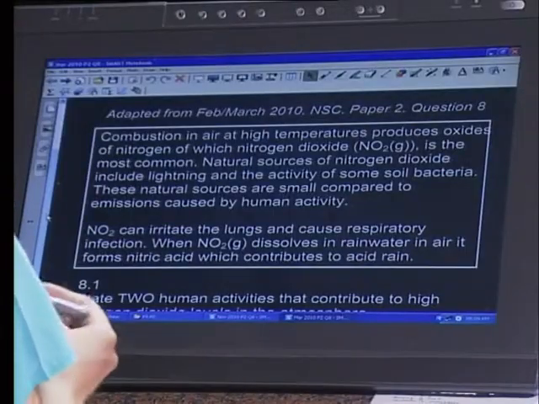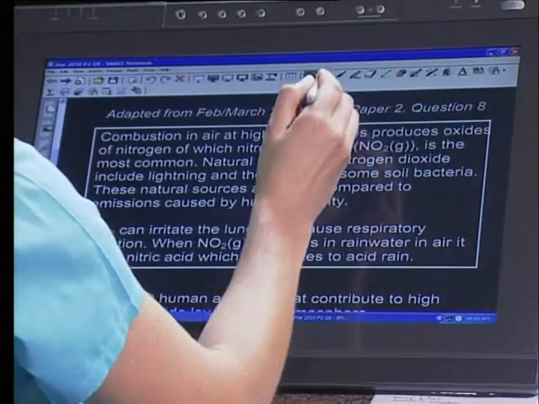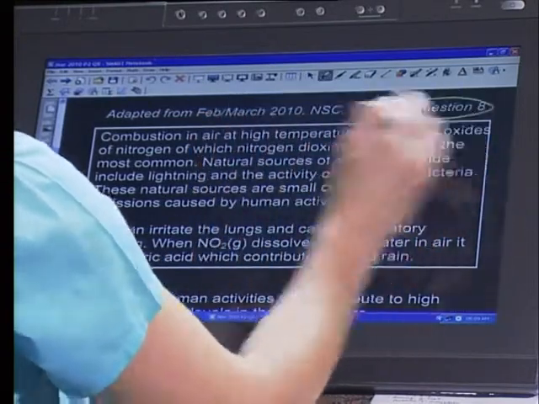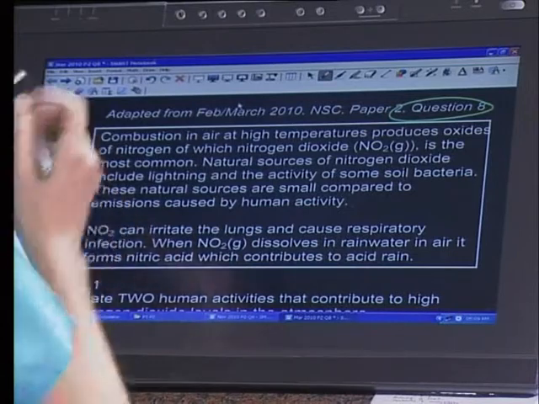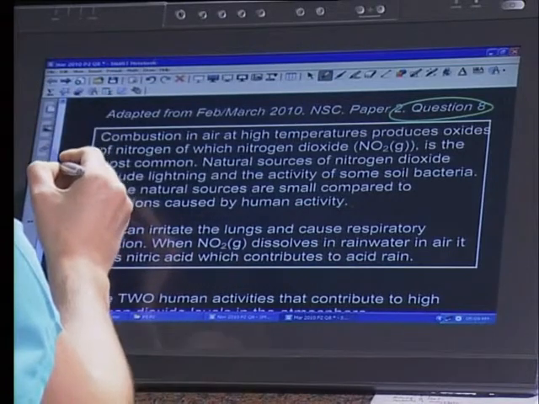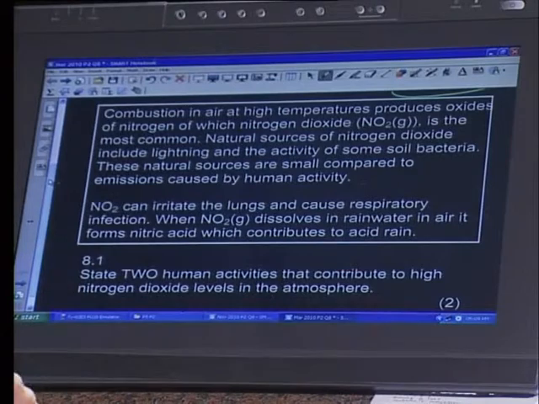Okay, for this specific one, we're going to look at the February-March paper for 2010, and we're looking at question 8. Let's just get some color over there. So we're looking at question 8 over here. It's a bit of a lengthy one, so let's stay focused and pay attention to what we're doing.